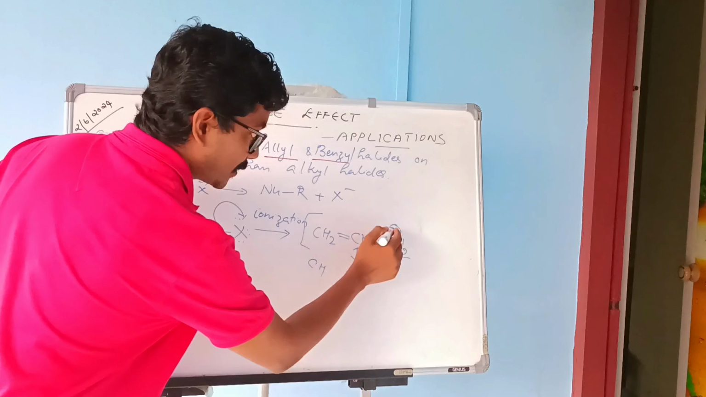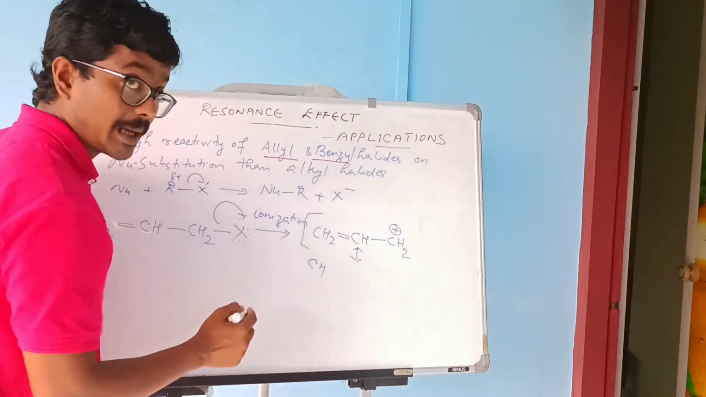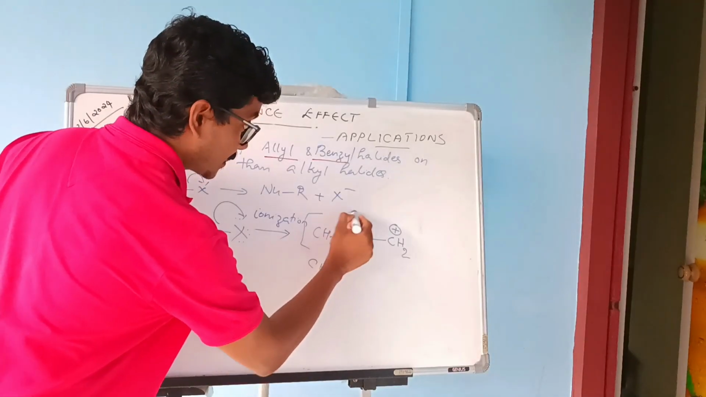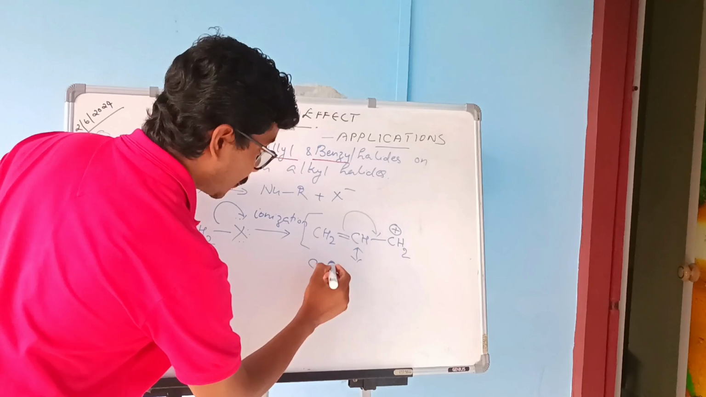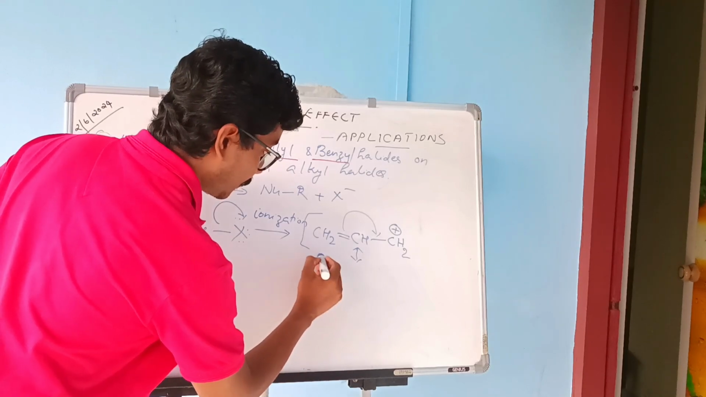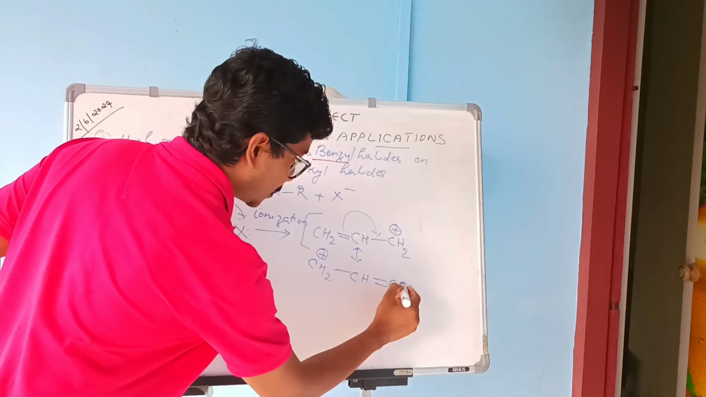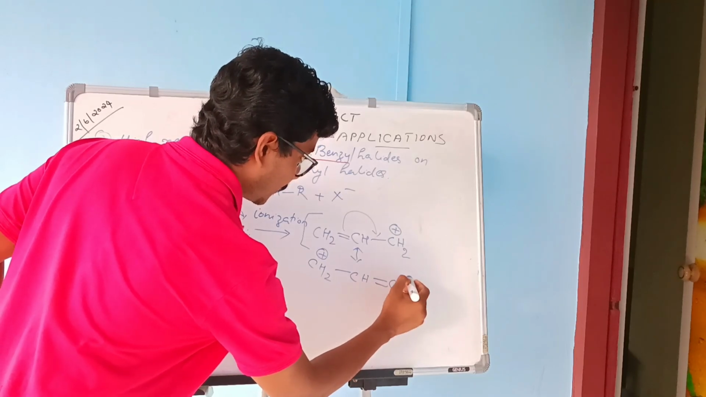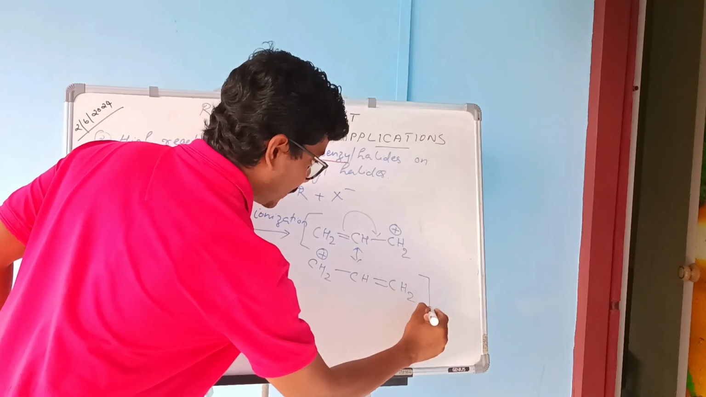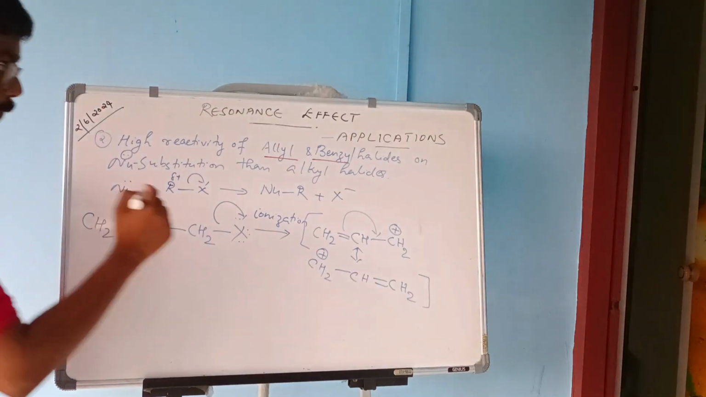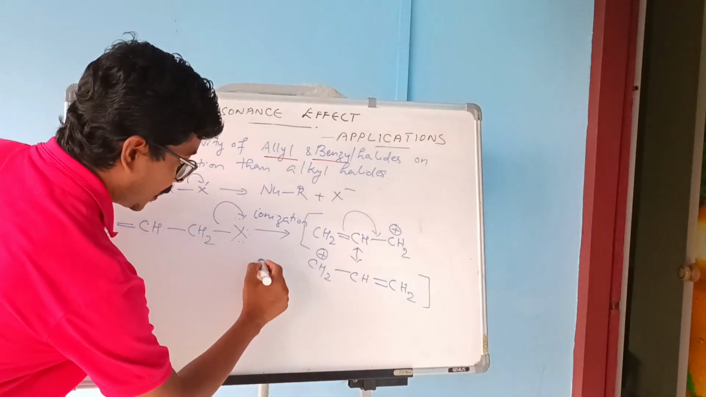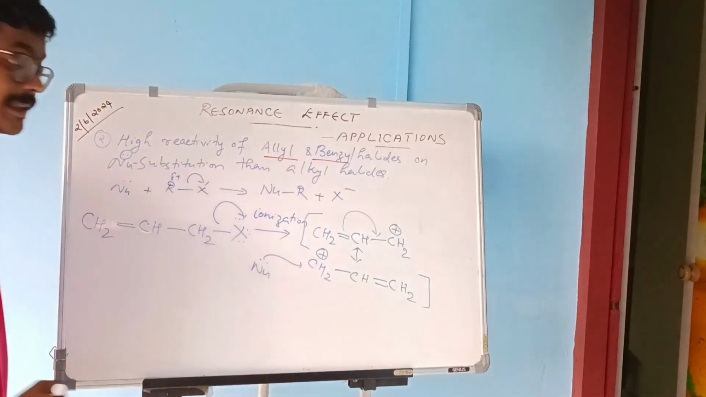How? The positive charge is in conjugation with a double bond. So this double bond goes to here. So CH2 plus, CH double bond CH2. Okay. So the nucleophile will attack this carbocation.